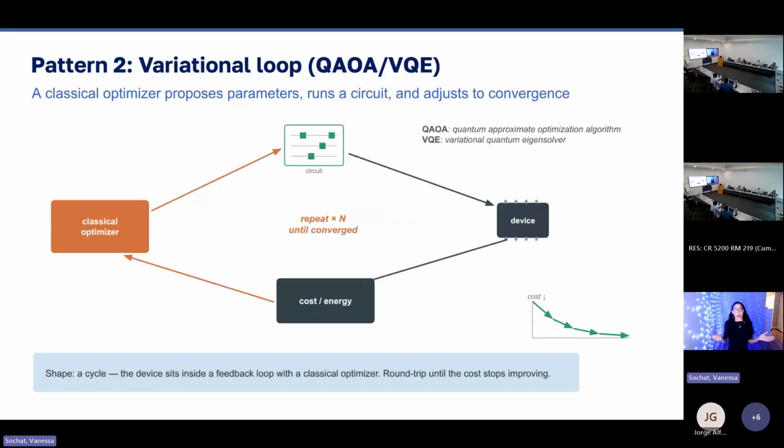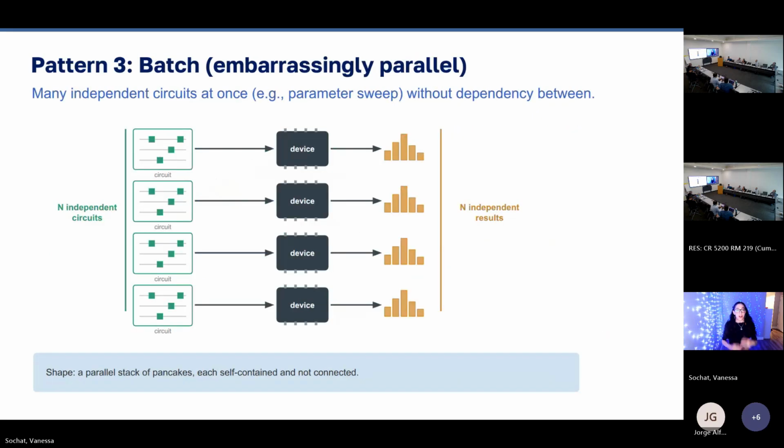Now, when we look at QAOA or VQE, we get what looks like a loop. For this design, you might start on your classical resources, you build your circuit, you send it off to the device, you get back a cost or energy, and then you send it back to the classical resources. Then you tweak your parameters and you keep going in a loop until you reach some kind of convergence or you minimize costs, for example. It's a cycle.